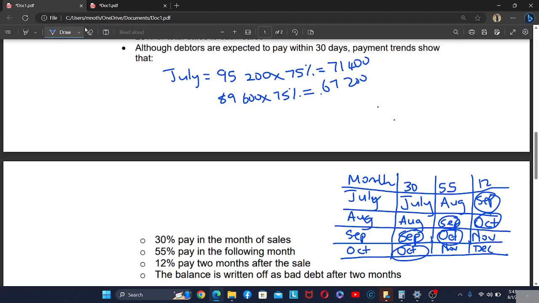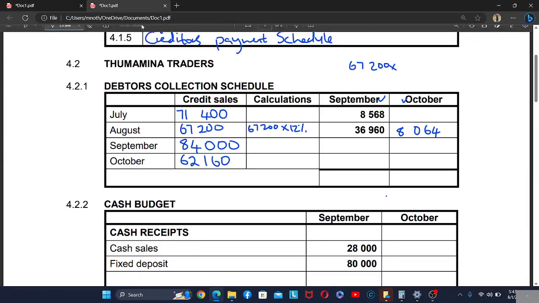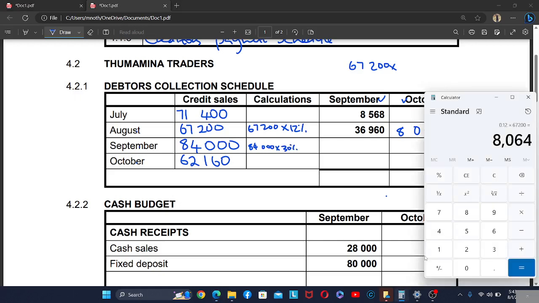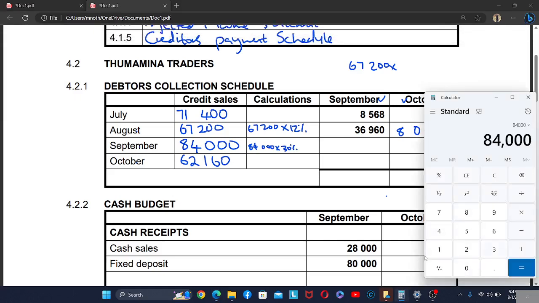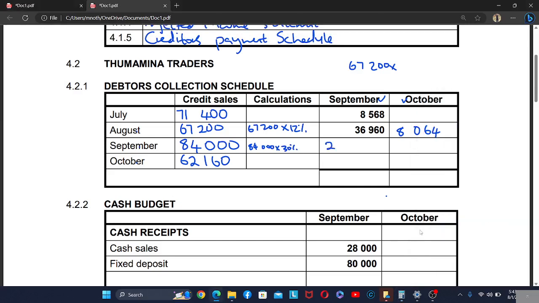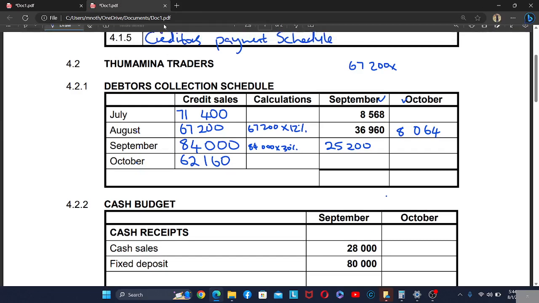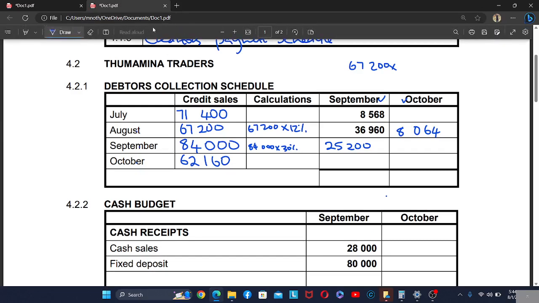September. 30% will be paid in September. So for September, 30% will be paid in September. Right? So we're going to say 84,000 multiplied by 30%. It is going to be 25,200. And then still in September, 55% will be paid in October.